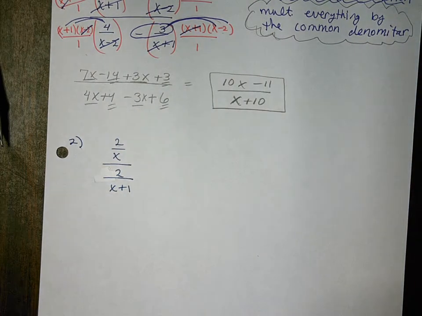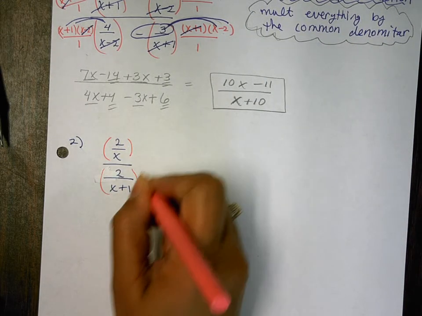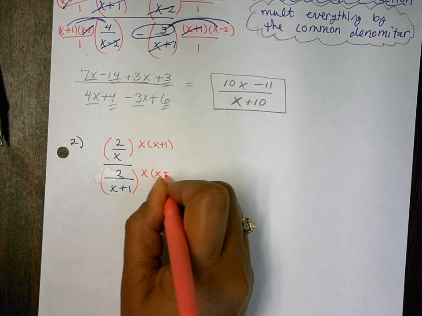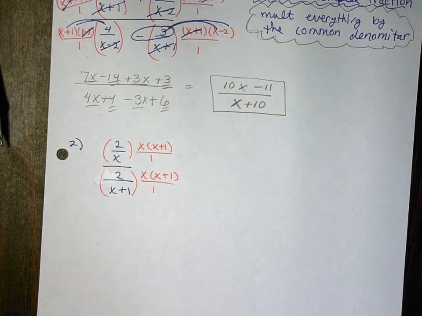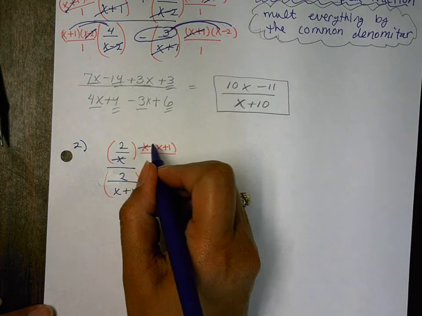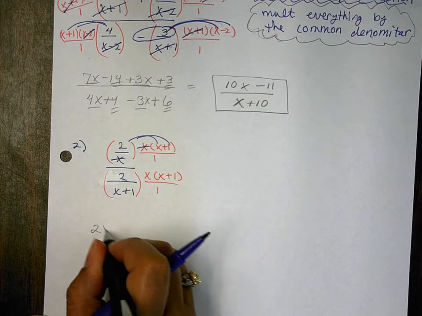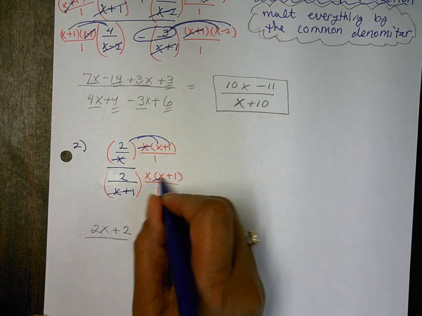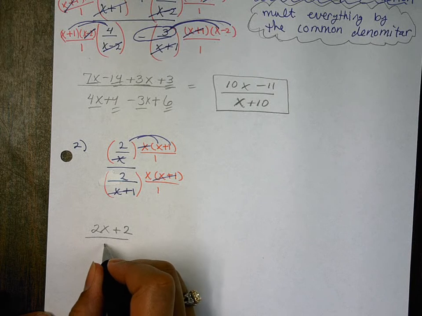We multiply everything by the common denominator. So I'm going to multiply the top fraction and the bottom fraction by x and x plus 1, because that is my common denominator. Okay, let's reduce. The x is gone, distributing the 2, giving me 2x plus 2. The bottom, the x plus 1's reduced, leaving behind a 2 and an x, and that is simply 2x.